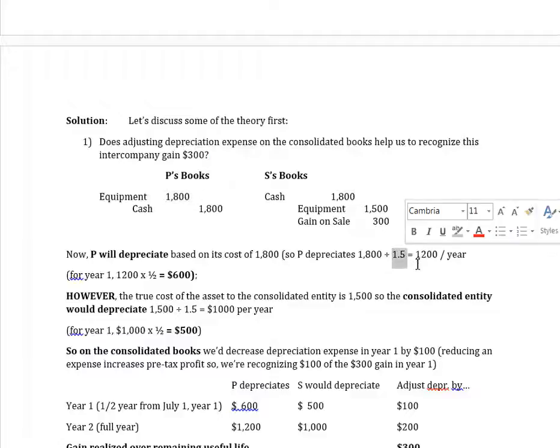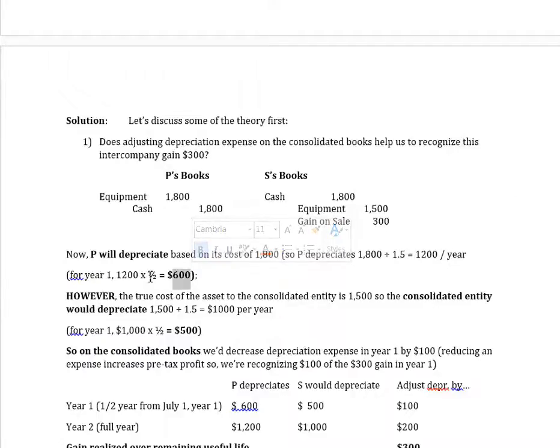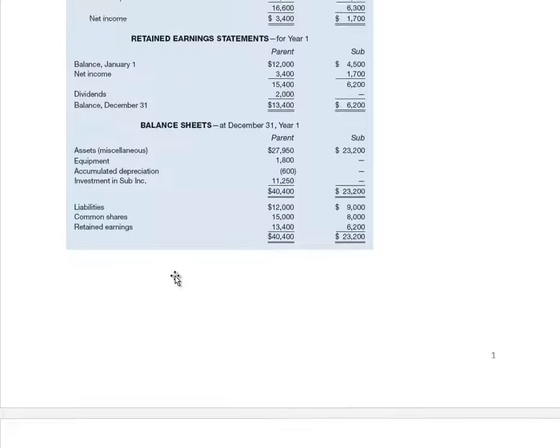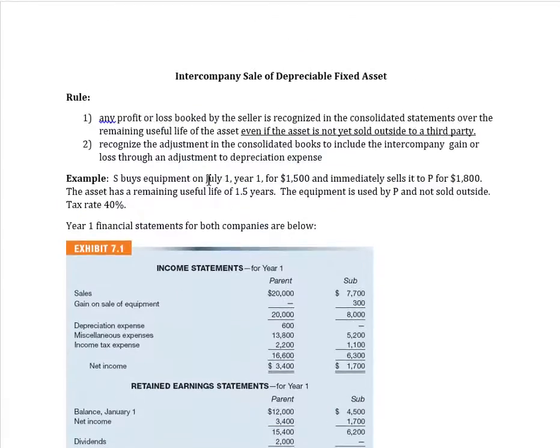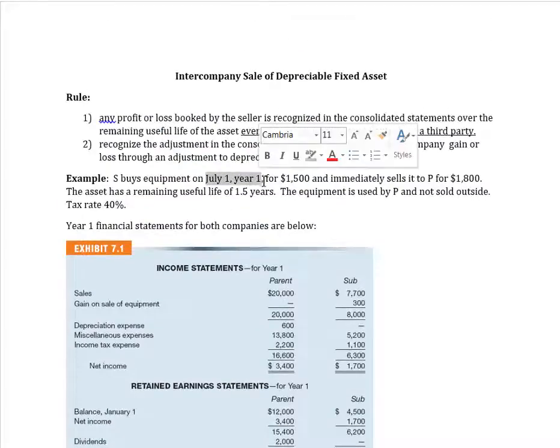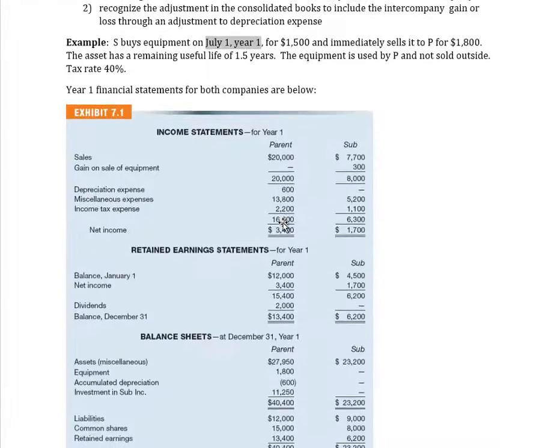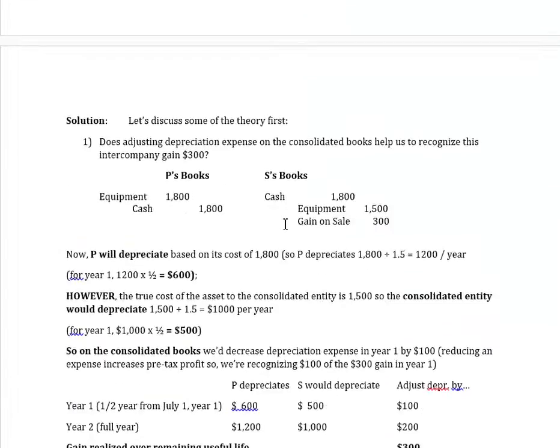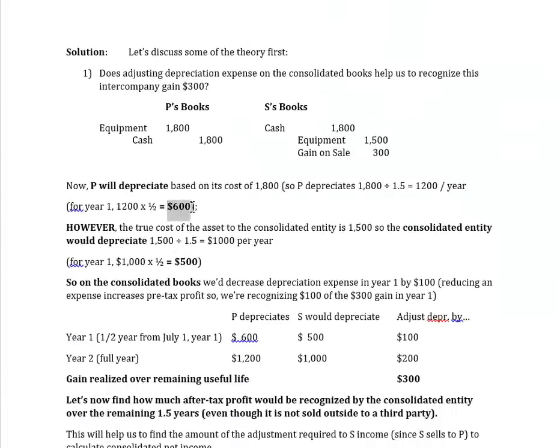Over the next year and a half, it's going to depreciate $1,200 a year, or $600 for half a year. And the reason I'm looking at the half a year is because, don't forget, in our question, it said that it was sold on July 1st, year one. So we know in year one, the parent would only book a half year's depreciation, which would have been $600.